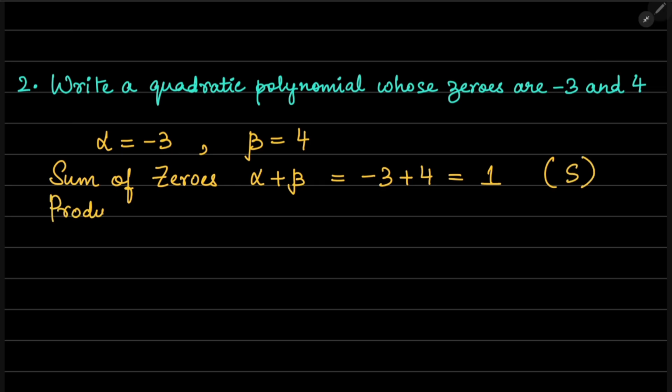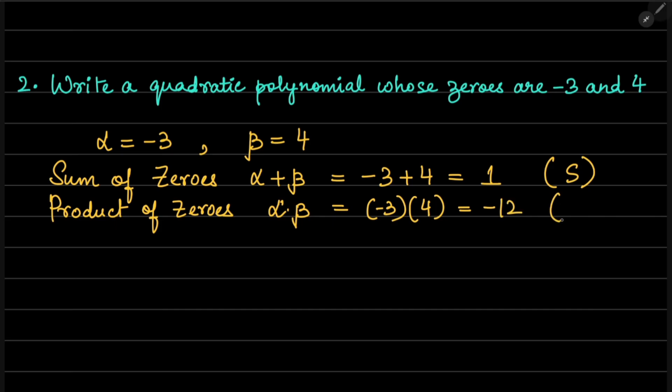And then find the product of the zeros. So the product of the zeros, that is alpha into beta, just find the product, right? Minus 3 multiplied by 4, which is nothing but minus 12. So I'm going to denote the product of zeros as P.